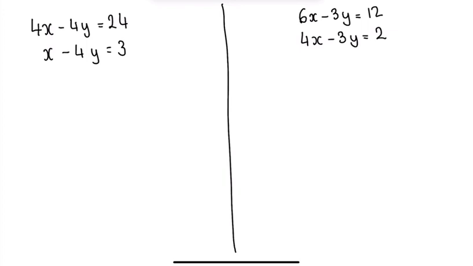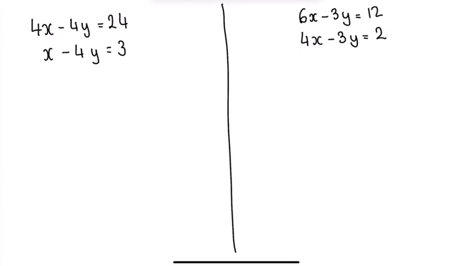This is going to be a quick video on solving simultaneous equations where both the coefficients are the same and they're both negative. For this one, we can see that our y's both have a -4, so they're the same.